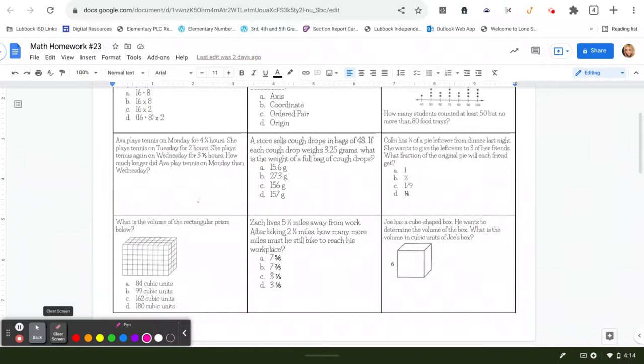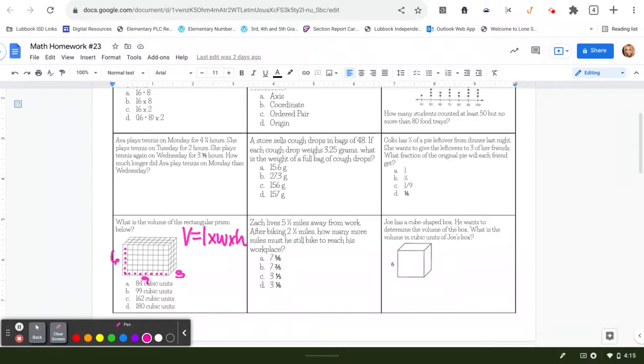Next, what is the volume of the rectangular prism below? Well, we have been practicing this in class. It's your Ed puzzle. Okay, we have volume equals length times width times height. That's how we find our volume. So let's start by finding our dimensions. Our length is 1, 2, 3, 4, 5, 6, 7, 8, 9 by 3. Okay, and our height is 1, 2, 3, 4, 5, 6.